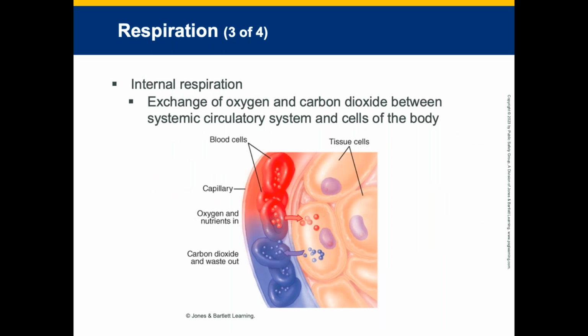So internal respiration is the exchange of oxygen and carbon dioxide between the systemic circulatory system and the cells of the body. As you can see, blood cells come in carrying the good stuff. It goes into the tissue cells, oxygenating, providing an adequate state of tissue perfusion, and then off-gassing through diffusion, right, to allow deoxygenated blood, this would be our carbon dioxide waste removal, to be exhaled back in the alveolar area.